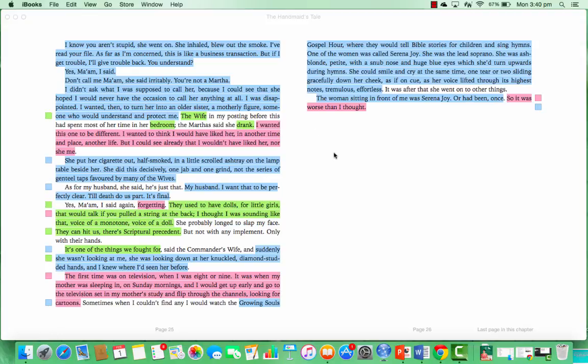The commander's wife goes on to say, "I know you aren't stupid." But she does say, "If I get trouble, I'll give trouble back. You understand?" She also doesn't want to be called ma'am.